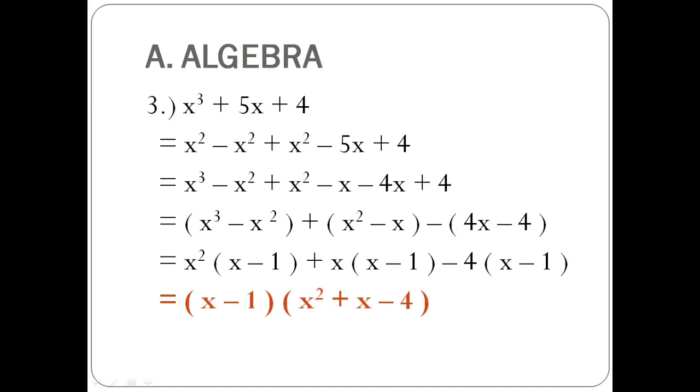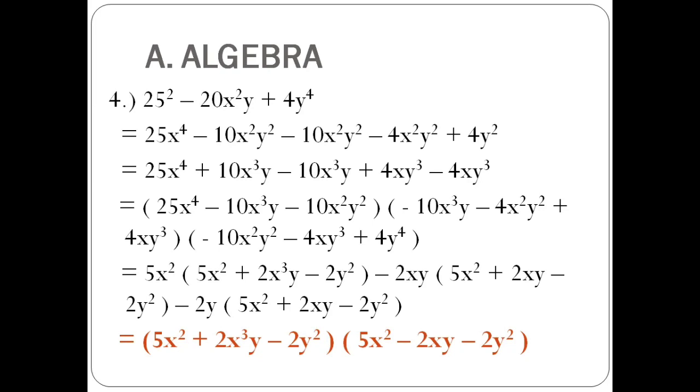So put the x minus 1 on the left and the x squared plus x minus 4 on the right. And that's the final answer.